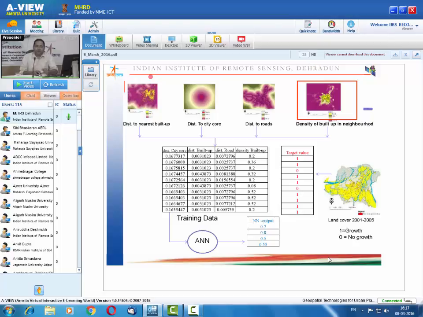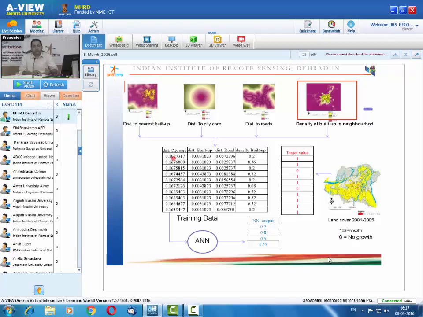So what we try to do is, first we have generated the 4 maps. We have normalized these maps from 0 to 1. How do we normalize? We divide each value by the maximum value, so all values will be between 0 and 1. Now we know if a pixel has these values, then the output value should be 1. Because using 2001 and 2005, if a pixel changed from non-built up to built up, we called it 1. But if the pixel remained non-built up, we called it 0.